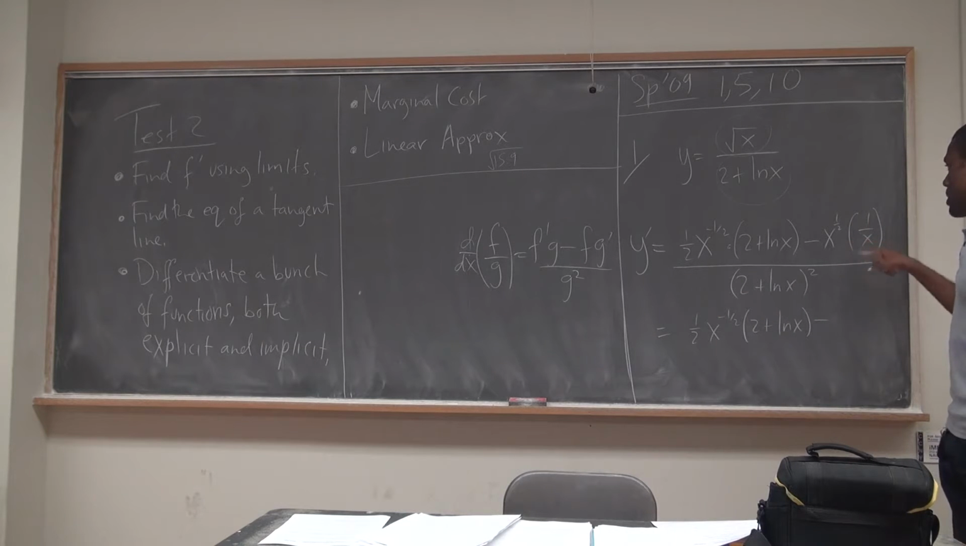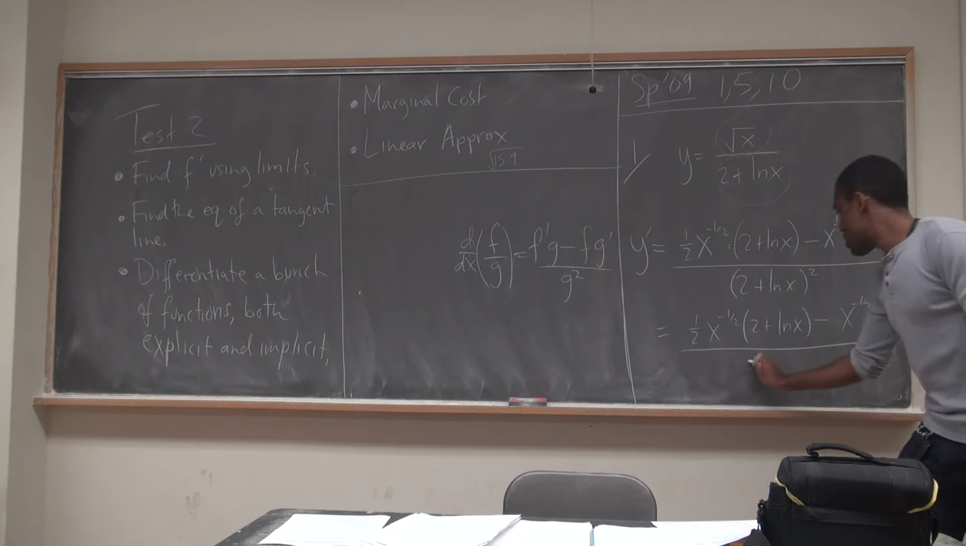If I take x to the half times 1 over x, what do I get? x. What's another way to write 1 over x? x to the negative first. What's x to the half times x to the minus 1? x to the negative half. x to the minus half, you add the powers.